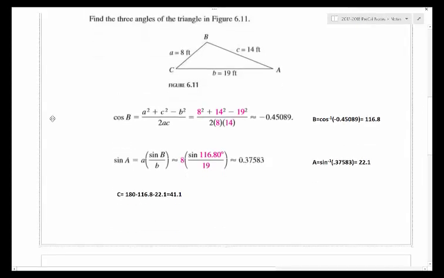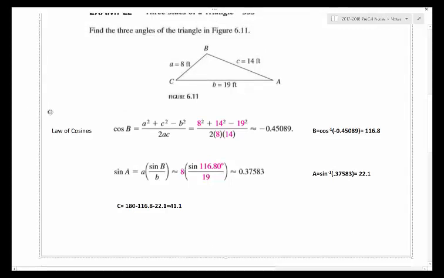So this one right here, I'm using law of cosines. My formula says that the cosine of B is equal to a squared plus c squared minus b squared over 2ac. I make sure that I properly label my triangle, which has been done in figure 6.11, and A is 8 feet, B is 19 feet, C is 14 feet.